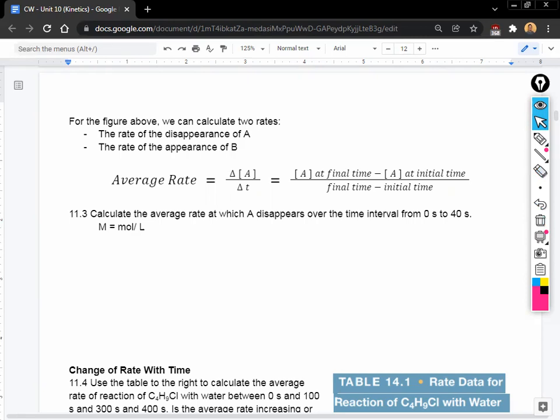Okay, so if you guys understand that formula, I'll give you guys about 2 minutes. I want you guys to solve 11.3. I want you to calculate the average rate at which A disappears from the time interval 0 to 40 seconds. Okay. Try to use this formula, and you're going to need that image that we had up earlier, so just make sure you have it up on your Chromebook. I want you guys to calculate the average rate of A's disappearance from 0 to 40 seconds. I'll give you guys about 2 minutes to try that out.